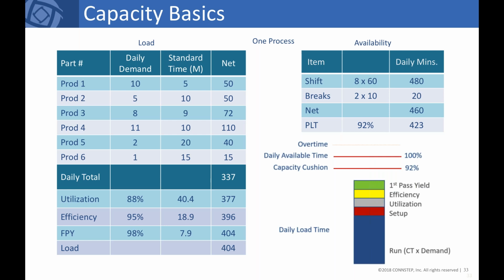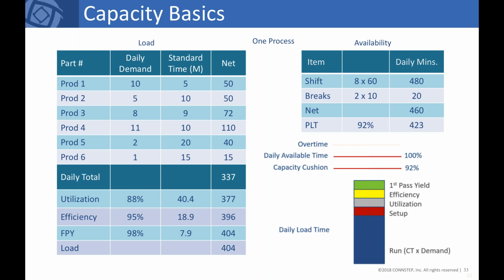And then we turn to the right side of the slide here, and we see for one shift, we have one operator, 8 hours times 60 minutes, 480 minutes. We have two 10-minute breaks for 20. So that leaves us a net of 460 minutes. We have a capacity cushion of around 8%, also called planned load threshold. And so that's 423 minutes. So the takeaway from the slide is that we certainly can do 404 minutes worth of work in 423 minutes, which are available.